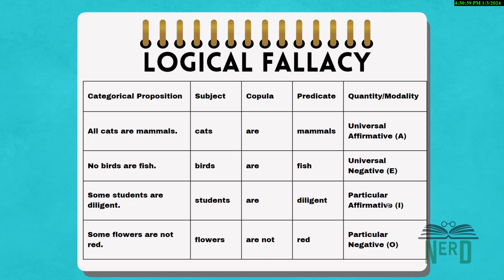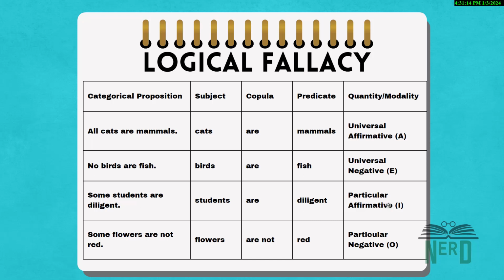Like again in another example, you see no birds are fish. So here what is the subject? Birds. And what is the copula here? Are. And then what is the predicate? At the end you always get it, mostly, which is fish, right? And again, universal negative it is called. And then we have particular affirmative, and here what is the subject? Students. And then what is the copula? Are. Similarly, predicate here is diligent, right?